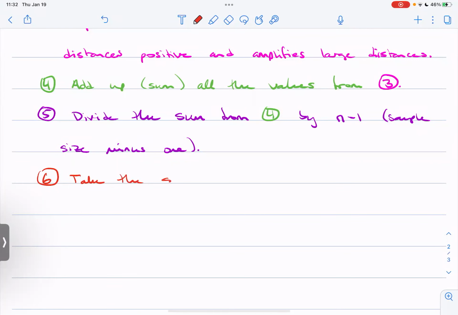So take the square root of the value from step 5. And then you're done.